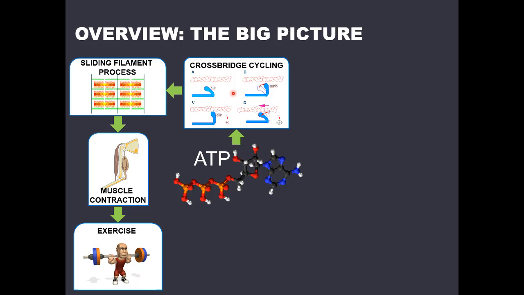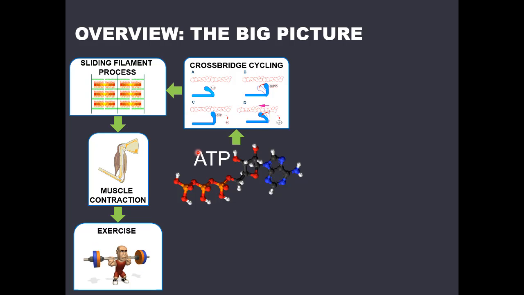So just to recap thus far, to perform exercise, we need muscle contractions. To contract muscles, the myofilaments need to slide across one another per the sliding filament theory. For the myofilaments to slide across one another, you need cross-bridge cycling. For cross-bridge cycling to occur, you need energy.